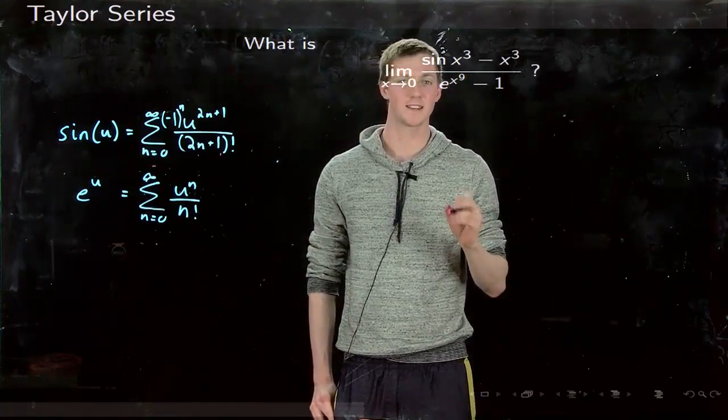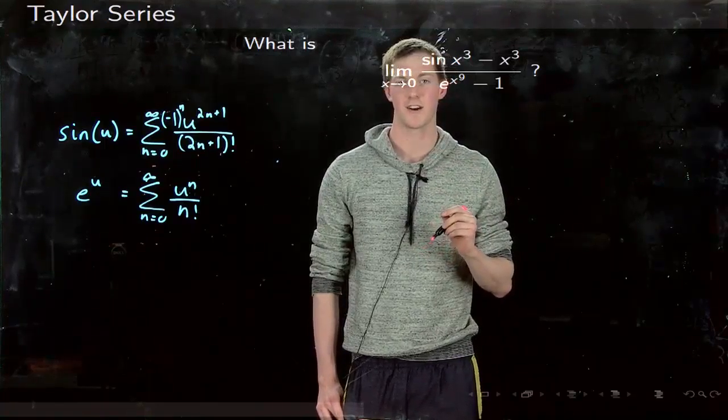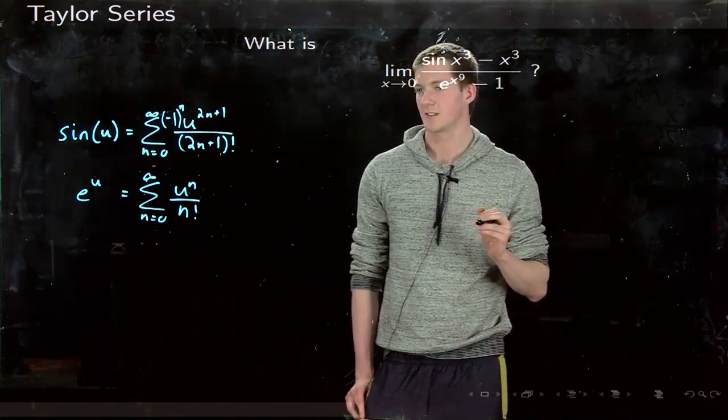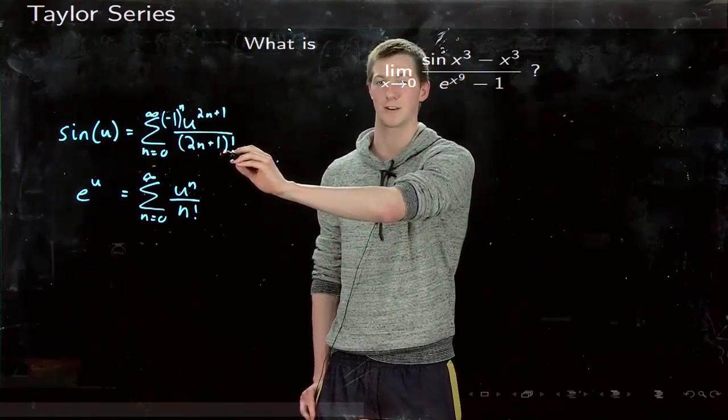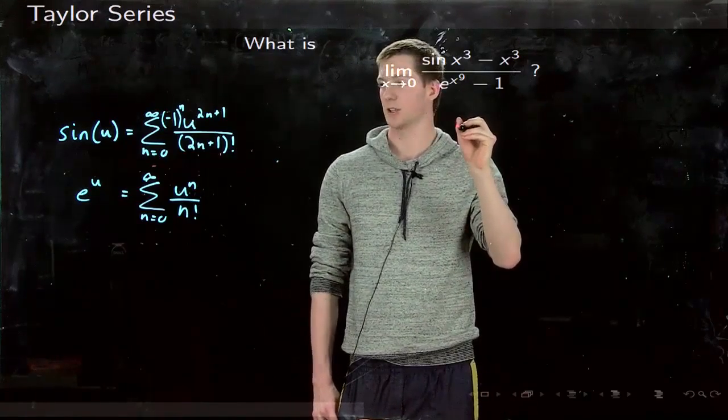The problem we're doing is the limit as x goes to 0 of sine of x cubed minus x to the third, all over e to the power of x to the 9 minus 1. So to start, we'll look at the power series expansion for sine of u, and we're going to substitute in x cubed as u here.